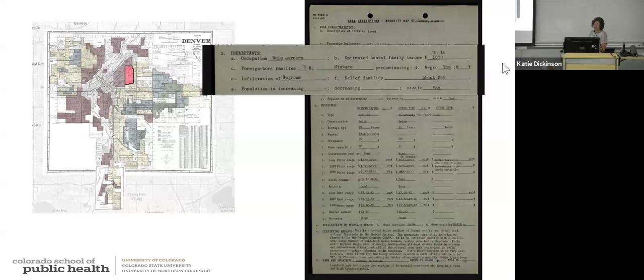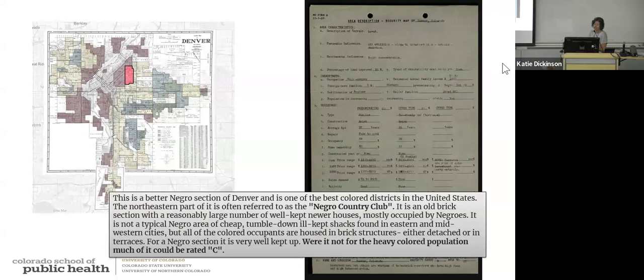And then this is the description, okay? This is a better Negro section of Denver and is one of the best colored districts in the United States. The northeastern part of it is often referred to as the Negro Country Club. It's an old brick section with a reasonably large number of well-kept newer houses, mostly occupied by Negroes.